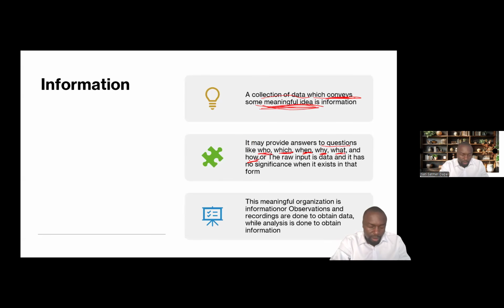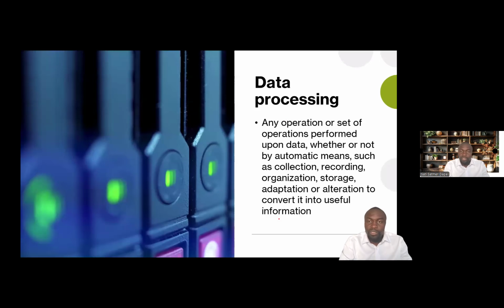That's this information. It provides all this, answers to these questions, right? Now, this meaningful organization is information. Observation and recordings are done to obtain data, while analysis is done to obtain information. When you're talking about analysis, you're talking about examination of this data. So let's look at data processing.